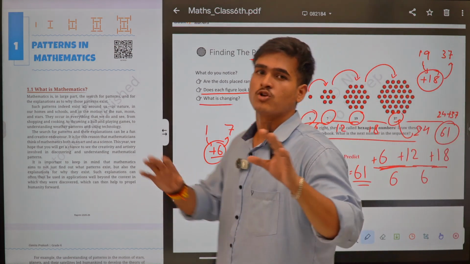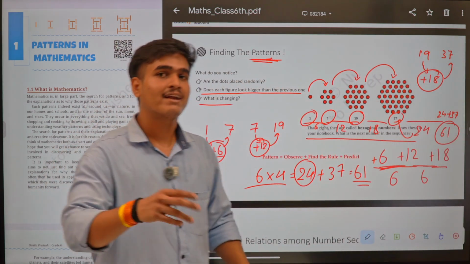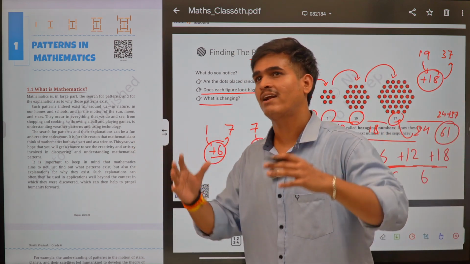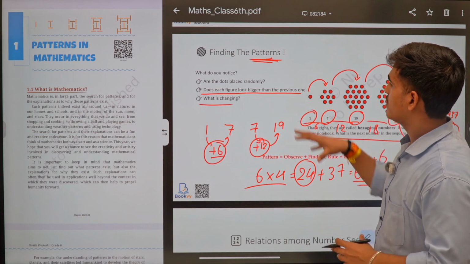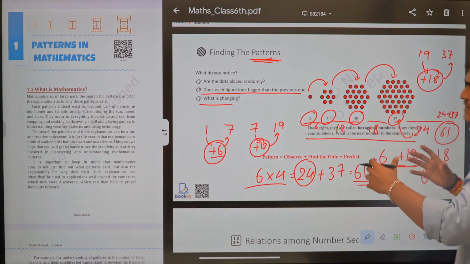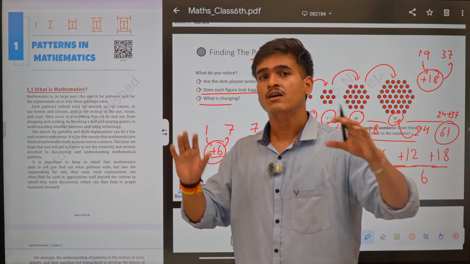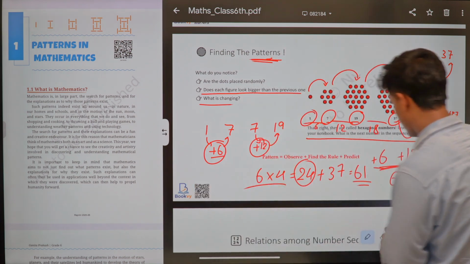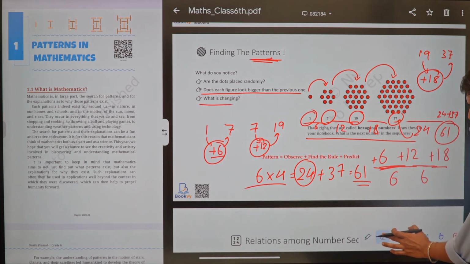To find a pattern is not a big deal, but to create a pattern it is. We don't have to look at so many things, the balls, shape and size. We don't consider anything. We just have to find the differences. Okay, understood? Now let's go to the next part.